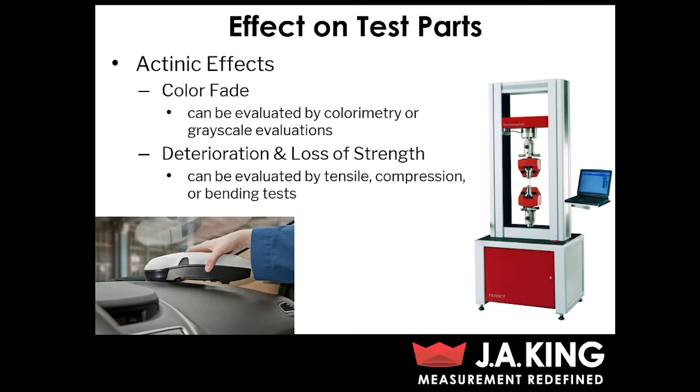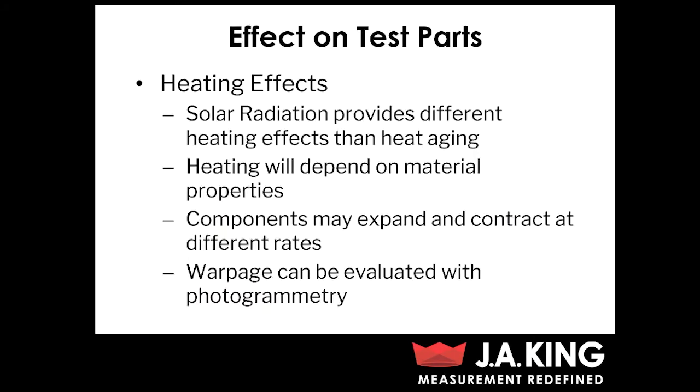And then deterioration or loss of strength. This is caused because there's actual photochemical reactions that take place during solar testing that can break down the bonds of both polymers and elastomers. And again, we want to make sure we can accurately evaluate this too. And the way we do that is by material testing, such as tensile testing, compression, bending, or flexural modulus testing. And the next type of effect that we might see on parts is heating effects.